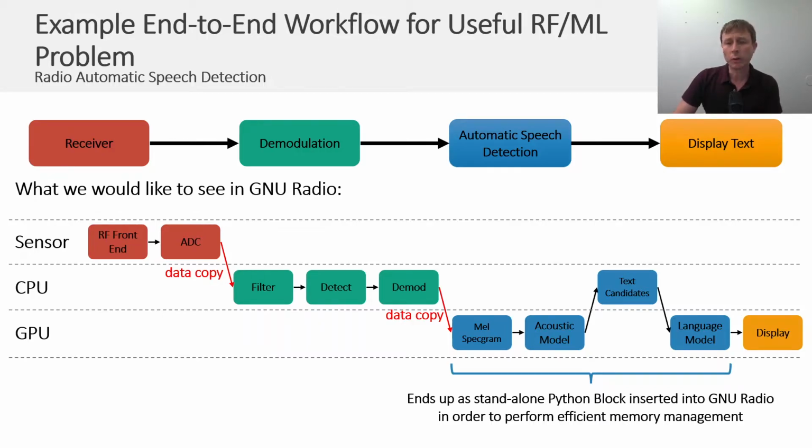But when it comes to GNU Radio, one thing that you will realize is that when you start to do GPU processing, the machine learning aspect of it, or the GPU processing aspect of it, tends to get lumped into one big group. So what we will end up having to do is take all of these GPU processes, lump them into one big Python block, and insert that into GNU Radio. And this is mostly due to making the memory management more efficient.